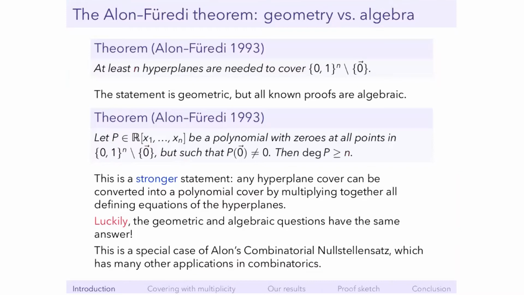And I want to mention, I suspect many of you have seen the theorem, the proof or a proof of this theorem. You often see it when discussing Alon's combinatorial Nullstellensatz. So this theorem actually precedes the Nullstellensatz, but it's one of the things that motivated Alon to develop the combinatorial Nullstellensatz. And that theorem, this is really a special case of that theorem, and that theorem has a ton of applications in combinatorics.